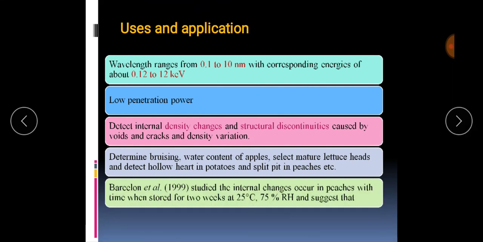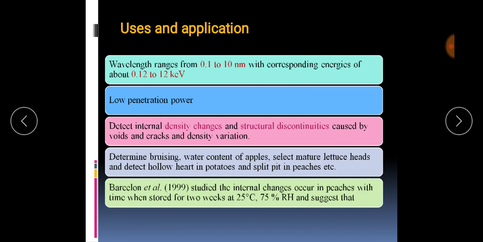Then it can determine bruising and water content of apples, select mature lettuce heads, and detect hollow heart in potatoes. Hollow heart in potatoes is a great problem in the food industry. If that can be checked, it will be a great thing, and by the help of X-ray technology we can do it. Then split pits in peaches, etc.